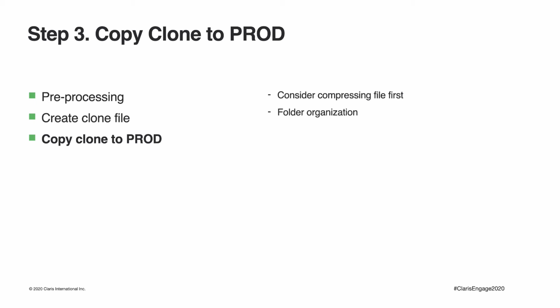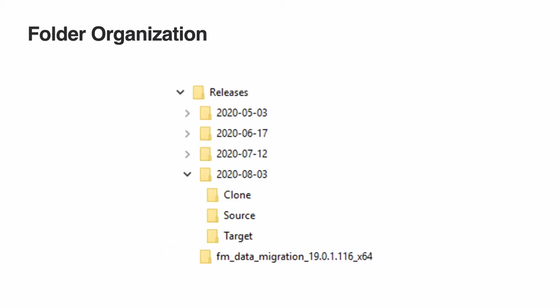And here's one way that you could organize your folders for your deployments. Here we see a releases parent folder, inside of which are all of the other folders. We have a folder for the Data Migration Tool program, and keeping the version in that folder name makes it possible to quickly see what version we're using. And then we have a timestamp folder for each release that we've done. Inside each individual release folder, we have these three subfolders. The source folder is for the production file, which has the data we want to migrate. And the target folder is where the data migration tool will create the migrated file.